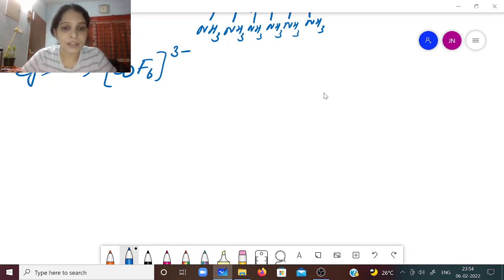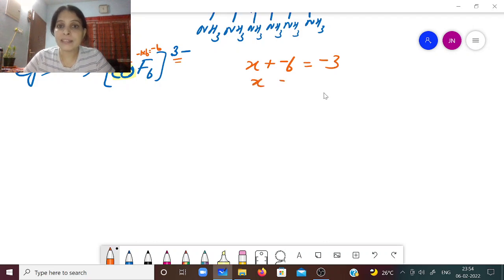We have to find out the oxidation number of cobalt. We know the total oxidation number is 3 minus. I will tell you how to find the oxidation number of the central metal atom. Suppose the oxidation number of cobalt is X. F is 1 minus, so minus 1 into 6 is minus 6. The total should be minus 3, so X plus minus 6 is equal to minus 3. So X is equal to minus 3 plus 6, which is plus 3.